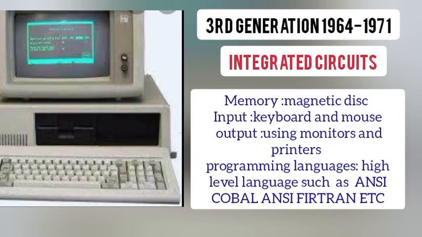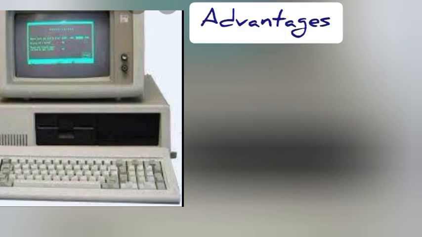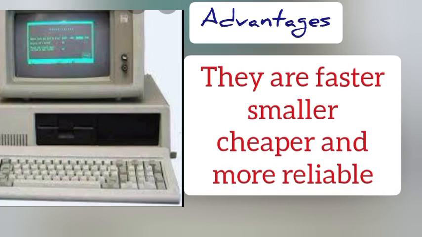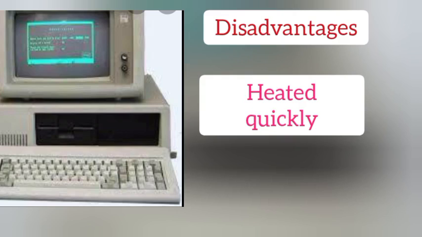Programming languages: high level languages such as ANSI COBOL, ANSI Fortran, and Pascal were introduced at this time. Advantages: they were faster than the second generation computers and could perform 1 million transactions per second. The computers had faster and larger primary memory and secondary storage. Disadvantages: these computers were difficult to maintain and they got heated very quickly.